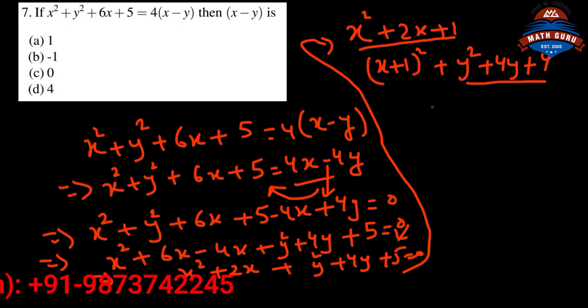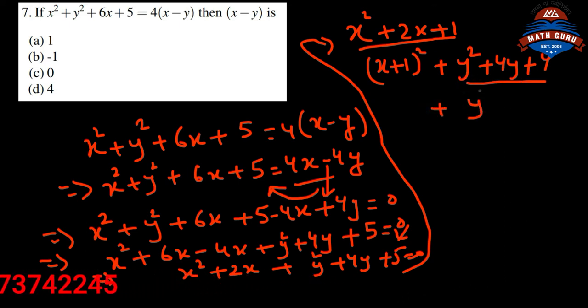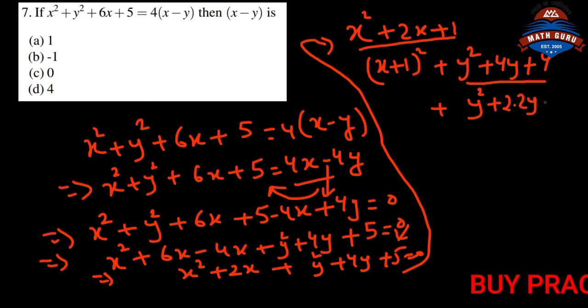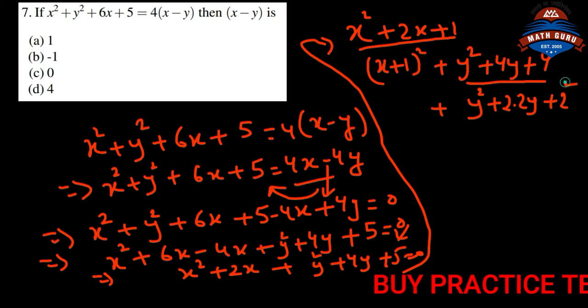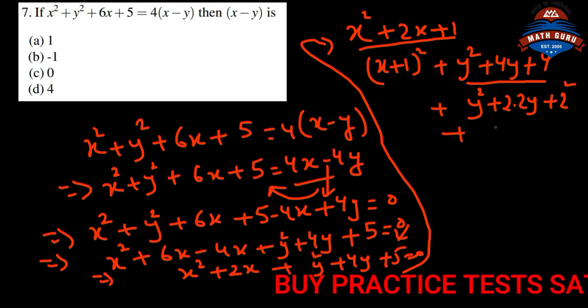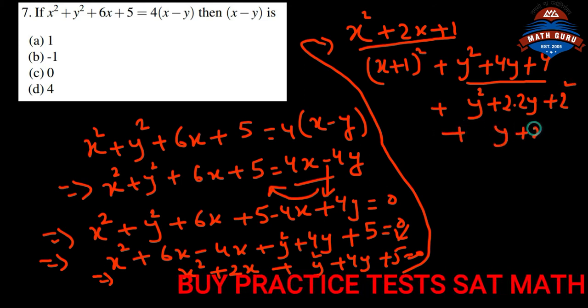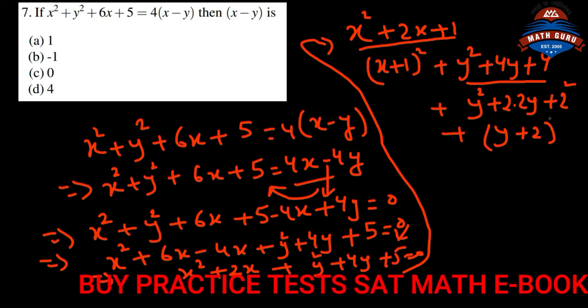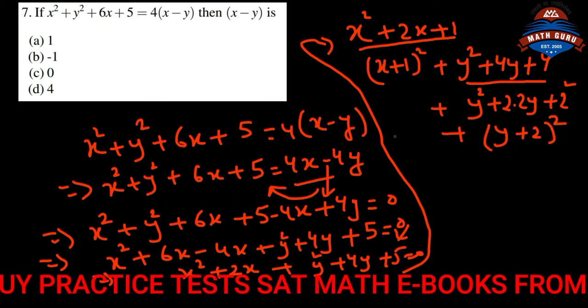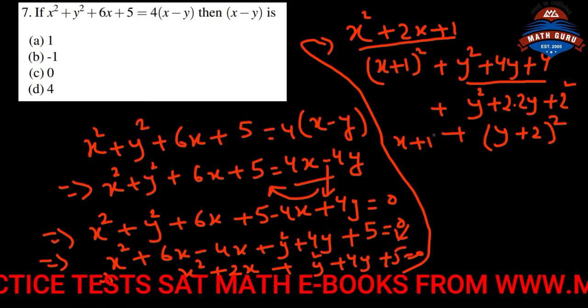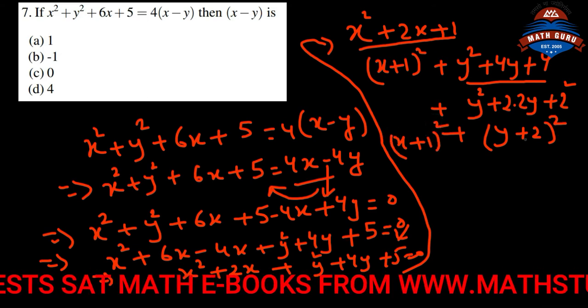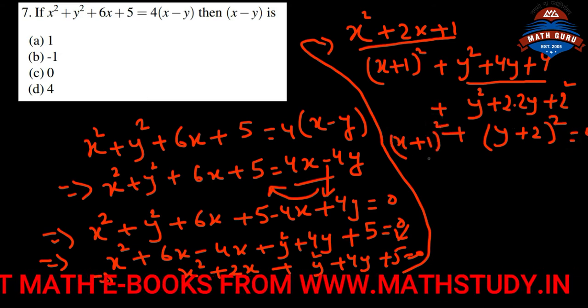Now this term we can write this way: y square plus 2 into 2y plus 2 square. So this is basically y plus 2 whole square, and this is x plus 1 whole square. So this is equal to 0.